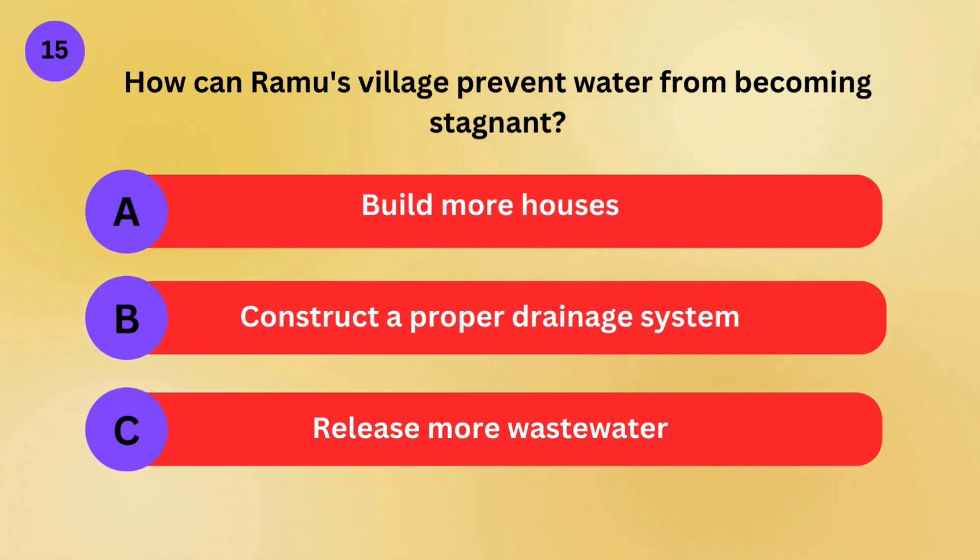How can Ramu's village prevent water from becoming stagnant? Build more houses, construct a proper drainage system, release more wastewater.